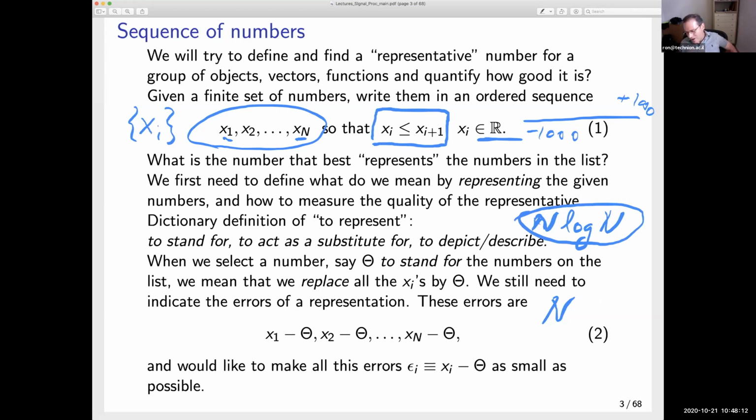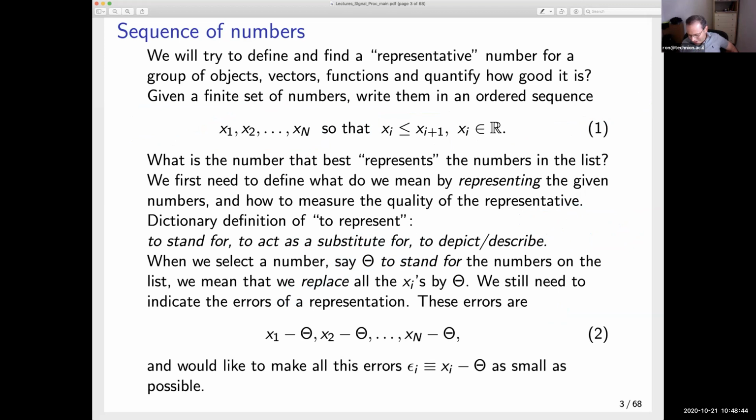Okay. The next question that comes to mind: somebody ordered the numbers, and then the question is, how should we represent these numbers? If we go to the dictionary, we see that the definition of representing is to stand for, to act as substitute, to depict, to describe. What we would like to do is somehow find a representative number, which we will denote as theta. So this theta would be my representative number.